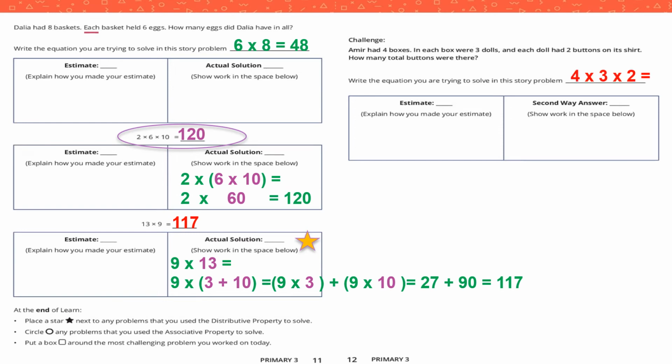Here I must multiply 3 numbers. I will multiply 4 times 3 times 2. Which way will I use? Sure, associative property. I have here 3 factors. I will take 4 times 3 equals 12. 12 times 2 from the table of 2, 24.